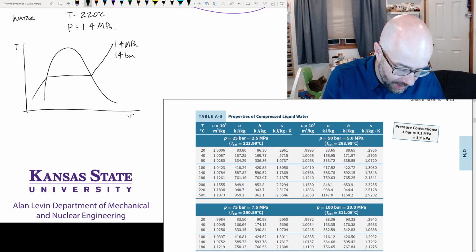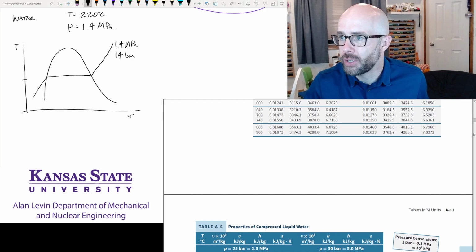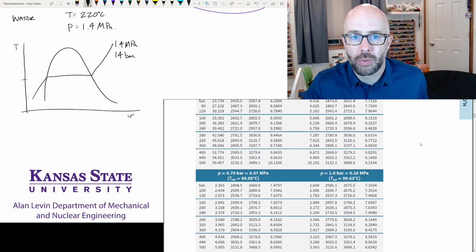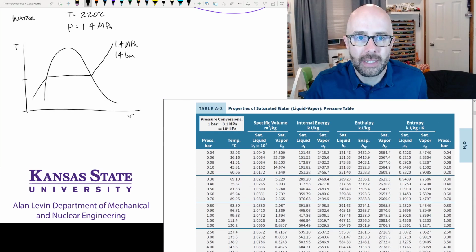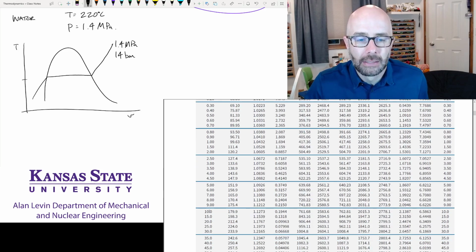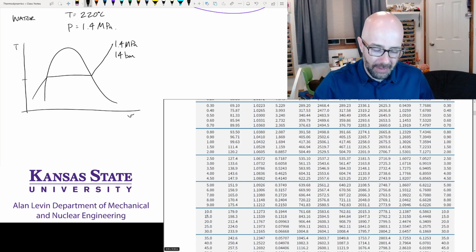I want to see where I saturate here. Let's go to our pressure table, which is going to be table A3. We're looking for 14 bar. Darn it, we have 10 bar and we have 15 bars. We don't have 14 bars, so what we could do here is interpolate.